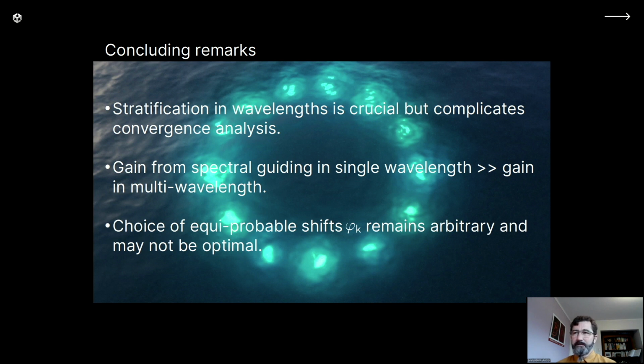And finally, the choice of those equiprobable shifts, it is nice. It simplifies the computations incredibly, but it remains arbitrary, and I'm not 100% convinced that it is optimal. So maybe there is room for discussion here.